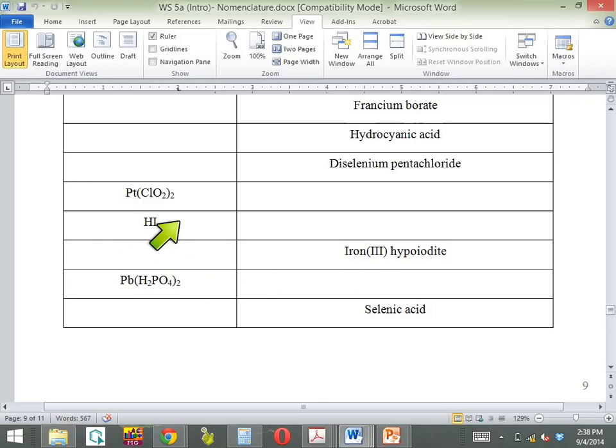Acid formulas start with H. And then you're going to look and see, is there oxygen? This one has no oxygen. HI is going to be hydro. We changed the name iodine to iodic, hydroiodic acid.